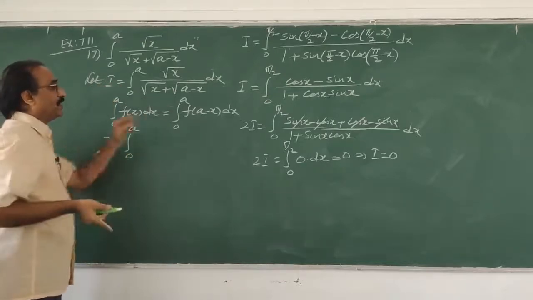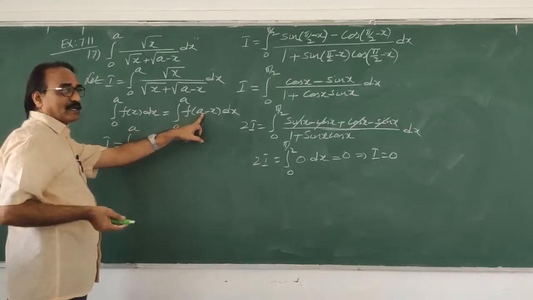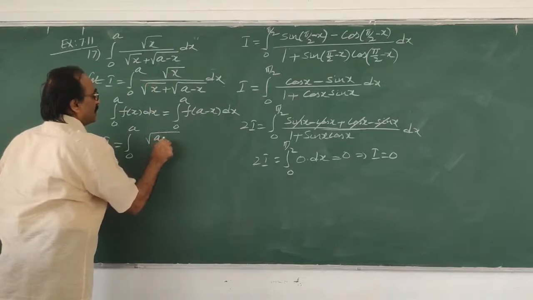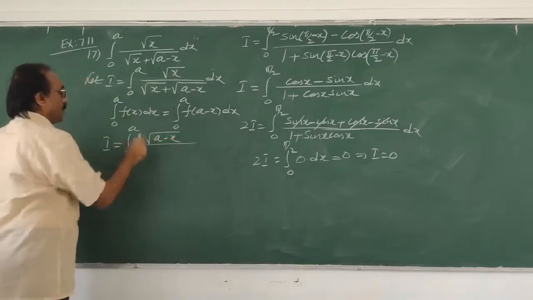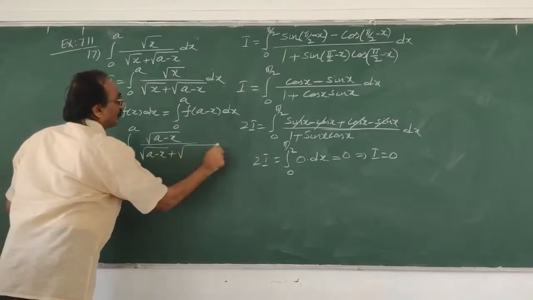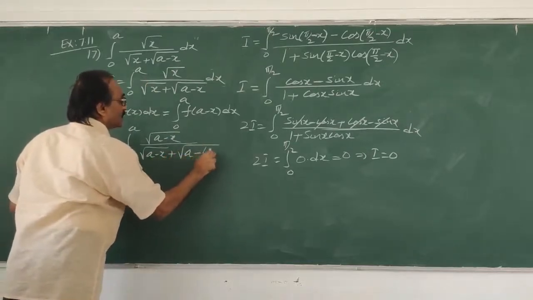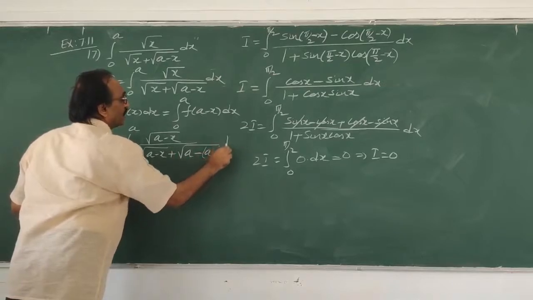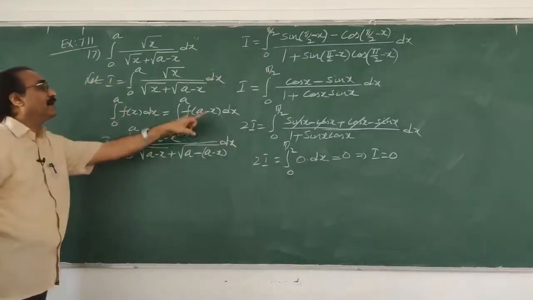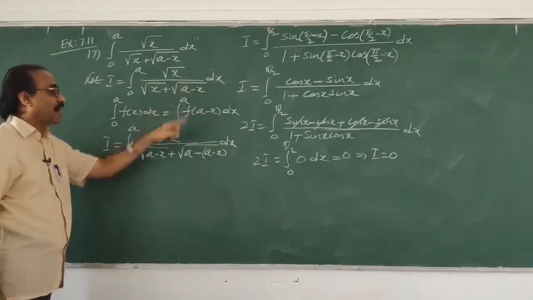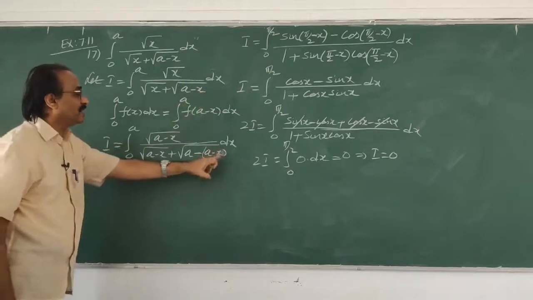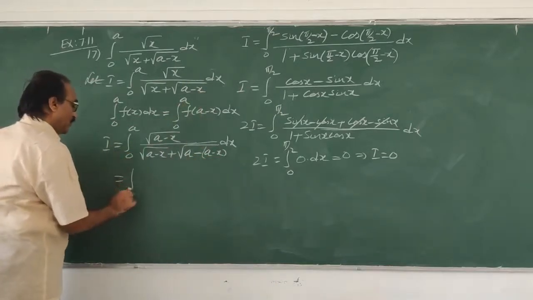So wherever x is there, what you should write? F of a minus x. Root of a minus x by root of a minus x plus root of a minus, wherever x is there, a minus x. Don't forget it. Wherever x is there you have to write a minus x. Here x is there, a I kept as it is, minus also as it is, in place of x, a minus x I wrote. Now you simplify it.